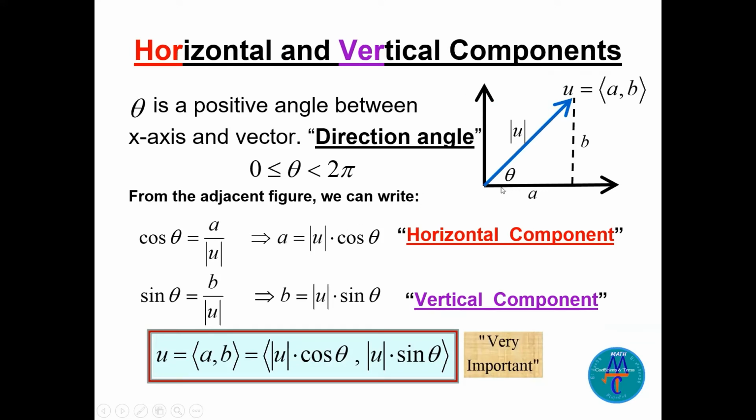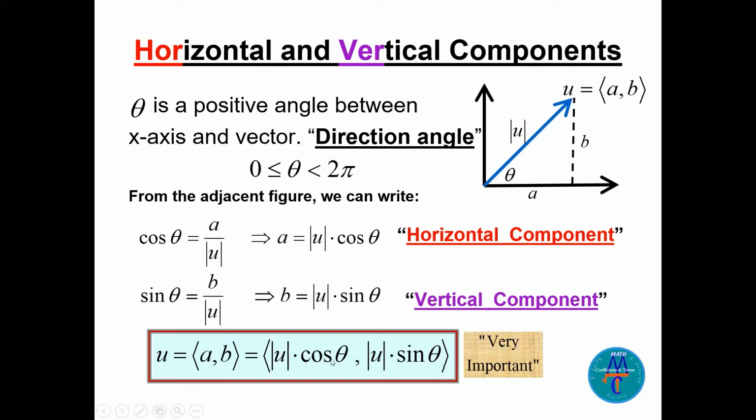Horizontal and vertical components. If we have the same vector u, and this is the magnitude of u, the direction angle is theta, then we can write also cosine of theta is equal to a divided by the magnitude of u, because this is the adjacent over the hypotenuse. So when you cross multiply, you get a equals the magnitude of u times cosine theta. That's the a here, you see? So we call this the horizontal component. Only this a, we call it the horizontal component. It will go here, the first.